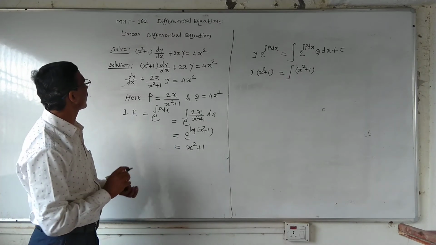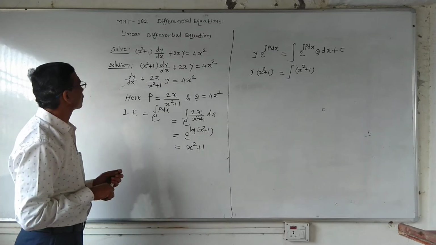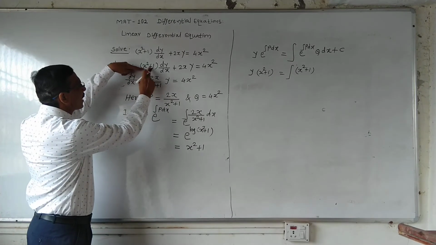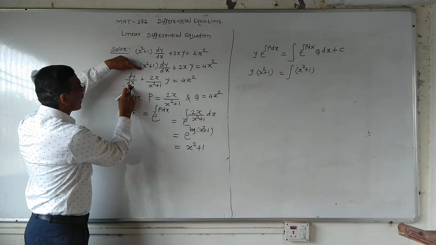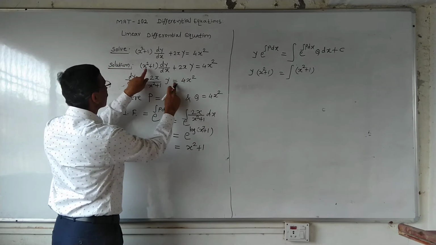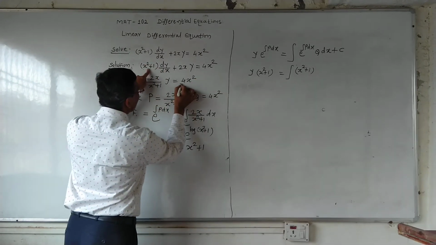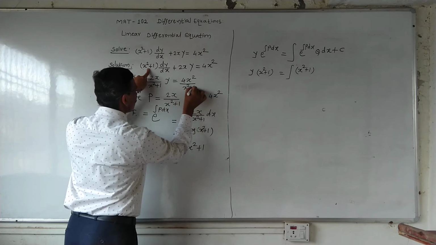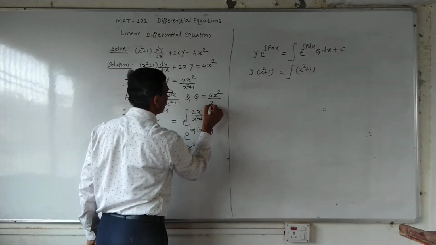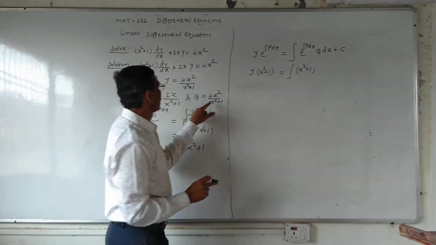Here I forgot to divide the right hand side by x square plus 1, because we are dividing here. Sorry for that. We are dividing by x square plus 1. Therefore, this is dy by dx plus 2x upon x square plus 1 into y equals the right hand side 4x square, divided by x square plus 1. That means q is 4x square upon x square plus 1. Now write the value of q.